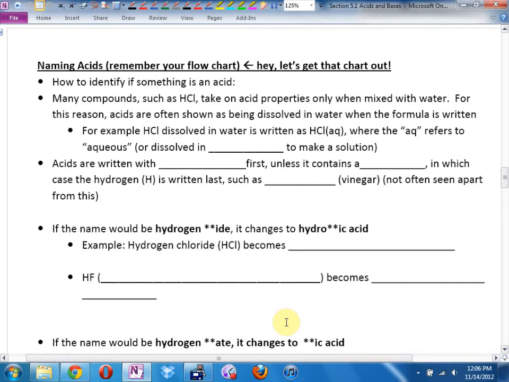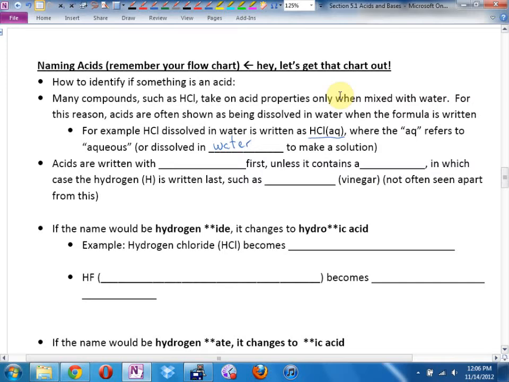So this, Amber, you will need to know. If you see HCl, that's not necessarily an acid. But if it's dissolved in water, we write it as HCl aqueous, where AQ refers to aqueous, or dissolved in water. So you will need to recognize that when you see it. If you see HCl and in brackets AQ, which stands for aqueous, you can remember that like aqua, it's where the word aqua comes from. It's dissolved in water to make a solution.